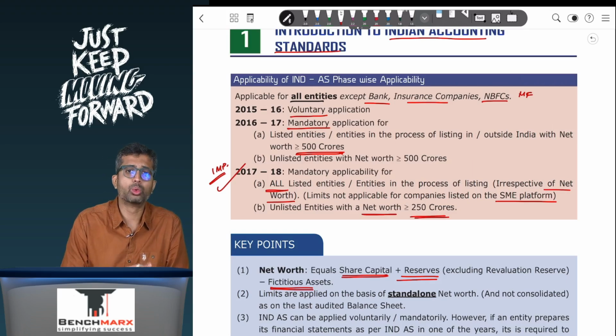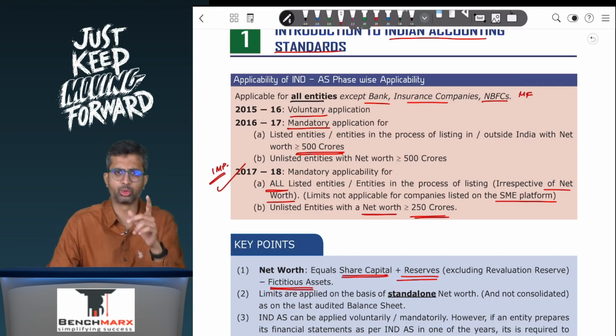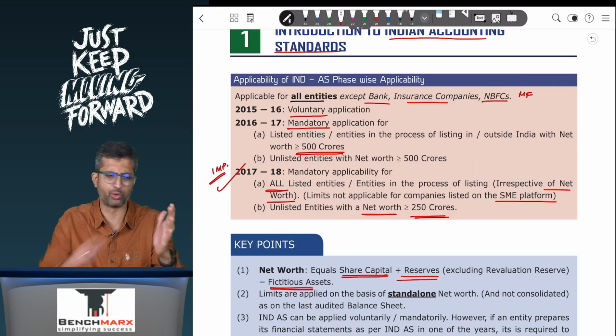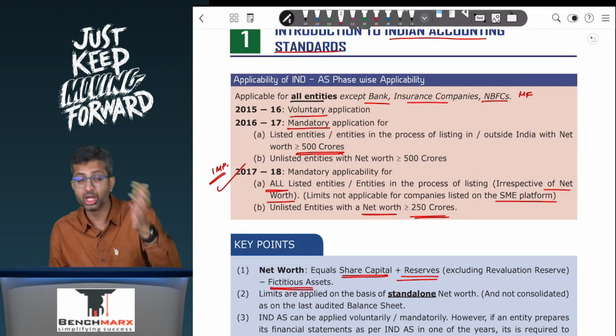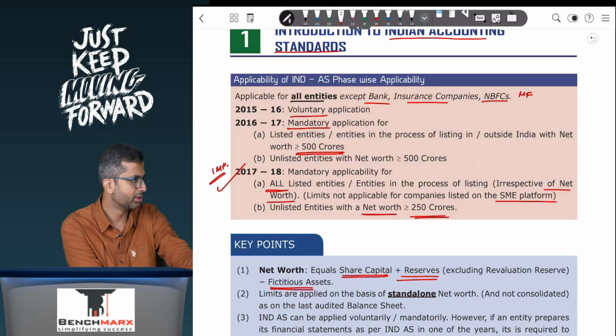Now, there will be two net worths. One will be the standalone net worth, one will be the consolidated net worth. What do you guys think? Quickly answer. You can write short form as well. S for standalone, C for consolidated. Which net worth should you look at? The standalone one or the consolidated one? That is right.